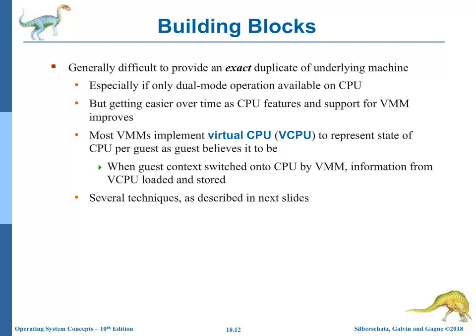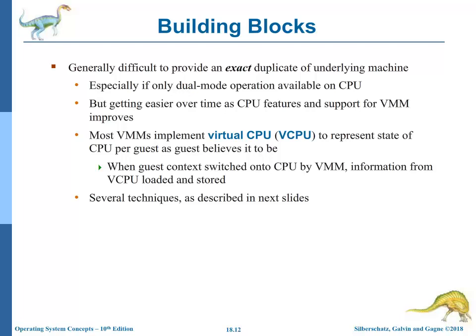Although the virtual machine concept is useful, it is difficult to implement. Much work is required to provide an exact duplicate of the underlying machine. This is especially a challenge on dual-mode systems, where the underlying machine has only a user mode and a kernel mode. An important concept to implement a virtual machine is the implementation of a virtual CPU, vCPU. A vCPU doesn't execute code; rather, it represents the state of the CPU as the guest machine believes it to be.